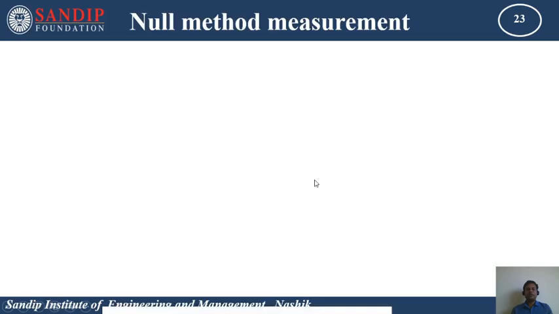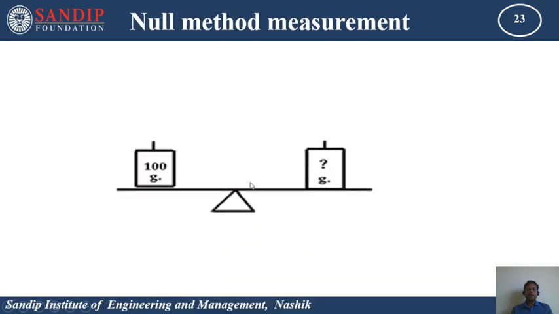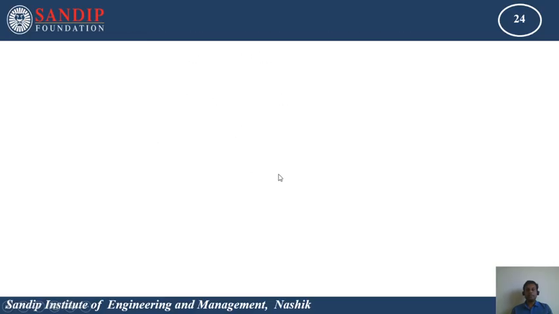Now next one is the null method. We find the unknown factor using some standard values, right? Such kinds of methods are known as null method measurement techniques.